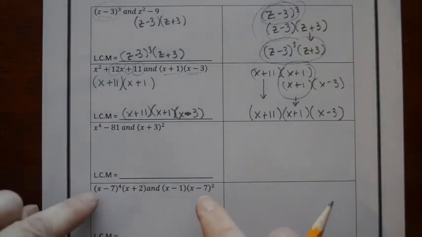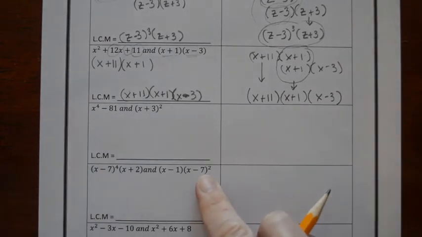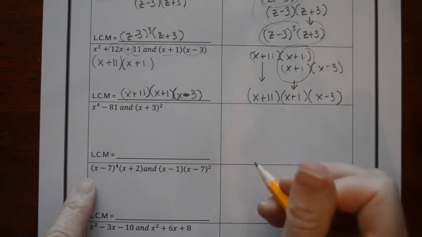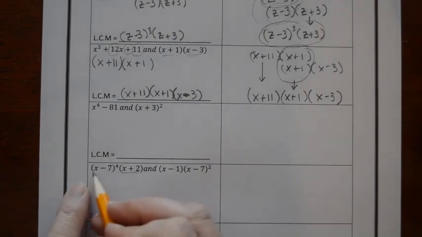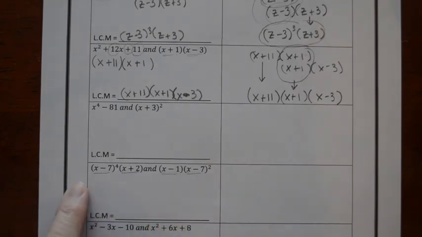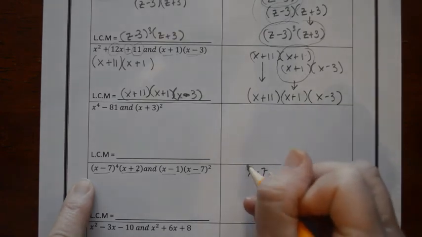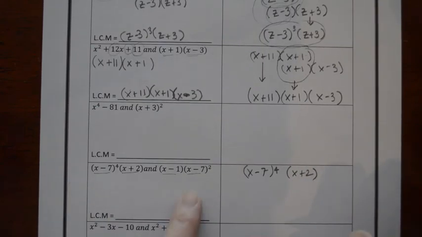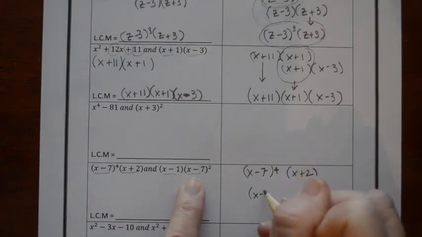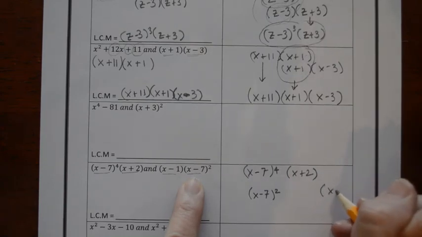All right, let's do one more. Let's do this one right here. And then I'm going to leave these two for you to do on your own. All right, so in this one, already in prime factorization form, because I can't factor any of these binomials any further. So I'm going to write this as x minus 7 to the 4th, x plus 2. Then I'm going to write this x minus 7 first, so it goes under here, x minus 7 squared, and then I'll write the x minus 1 over here.